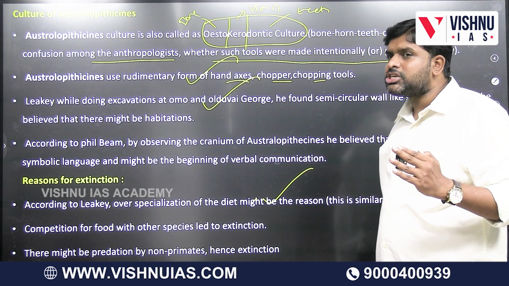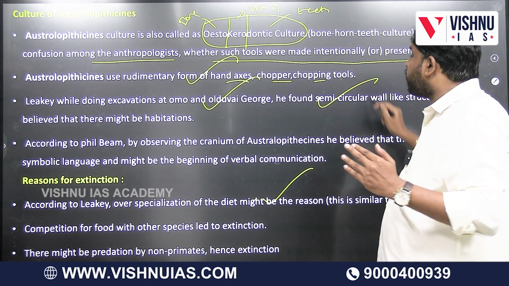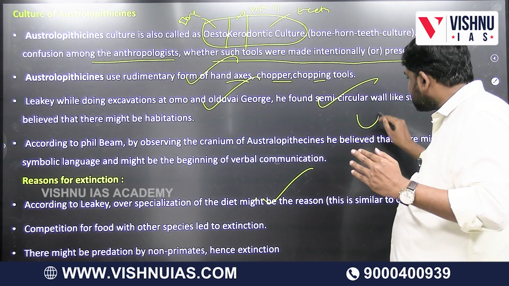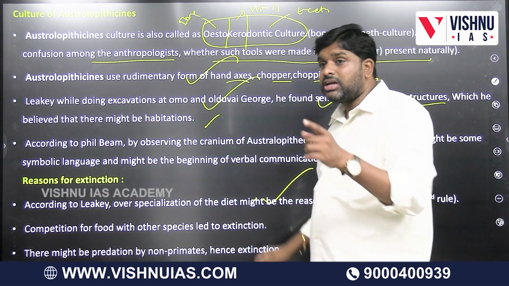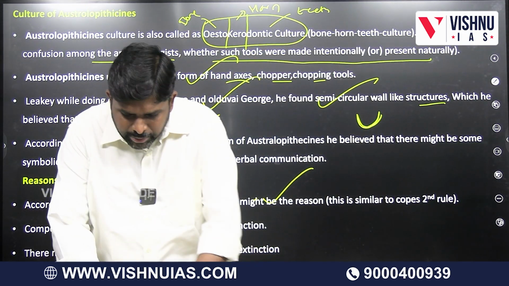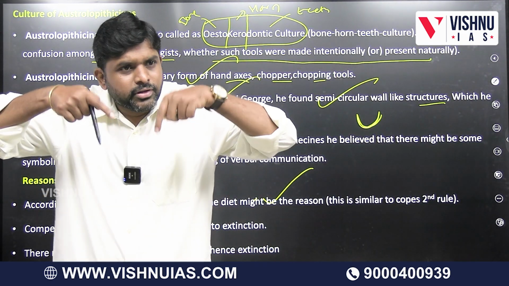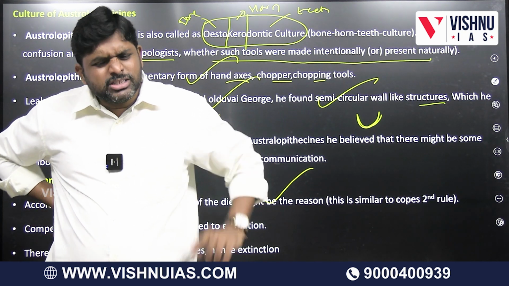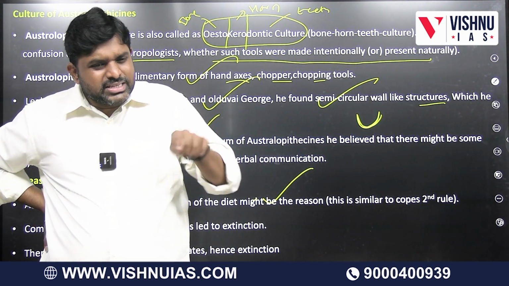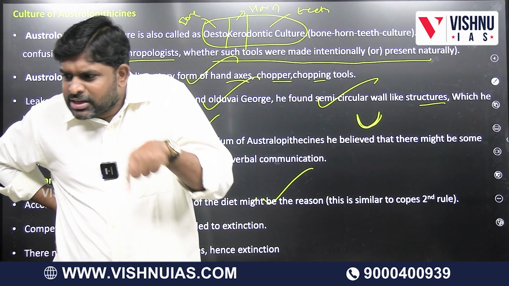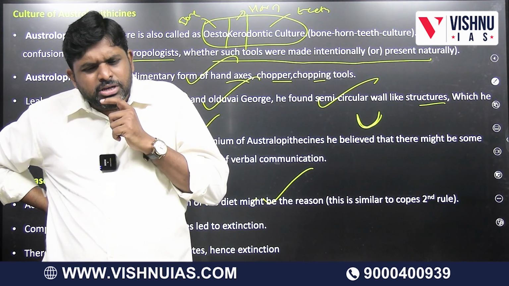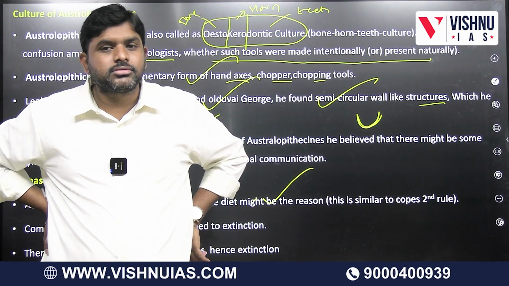Leakey, while doing excavations at Omo and Olduvai, found semicircular wall-like structures. Why would semicircular walls be present? At the same location where I found all these dead bodies, I found some semicircular structures. Why semicircular? Oh, he might be living in a house.